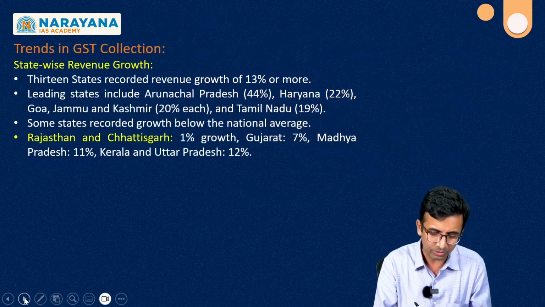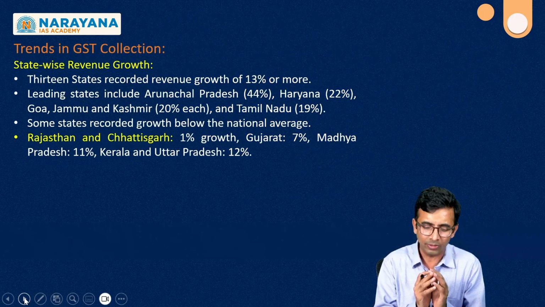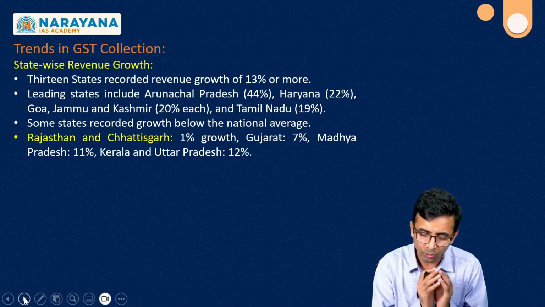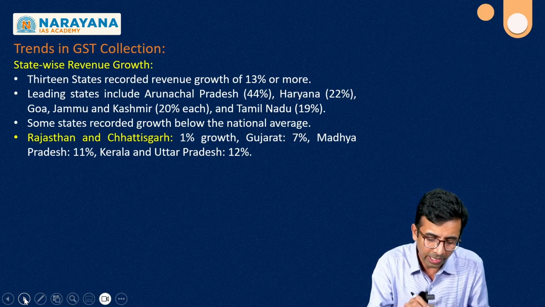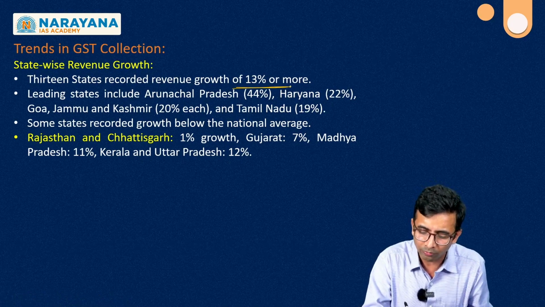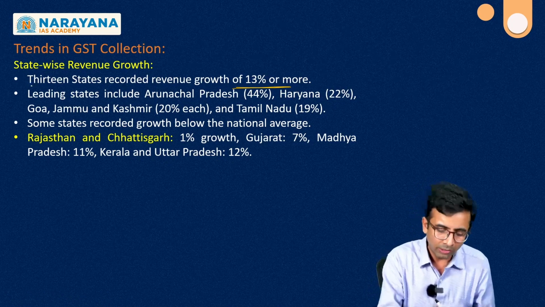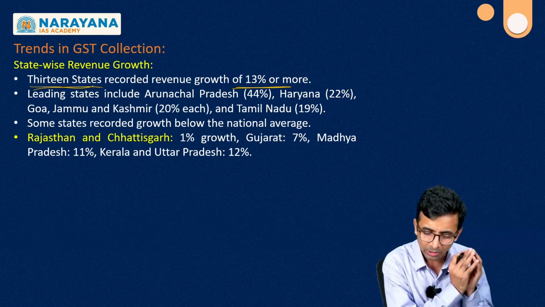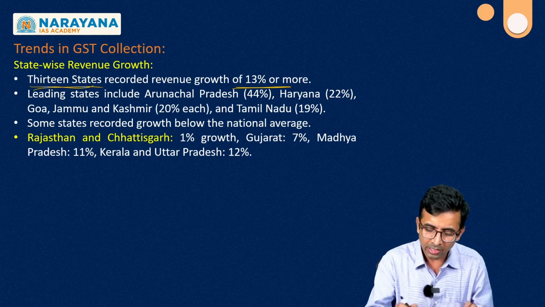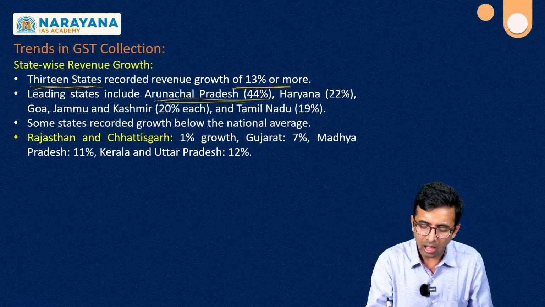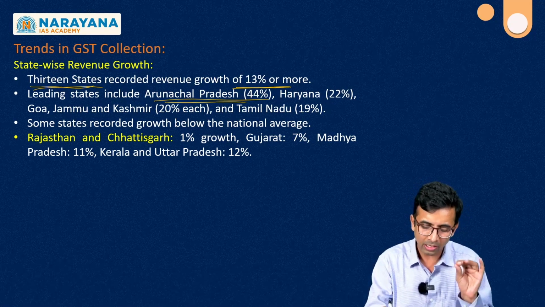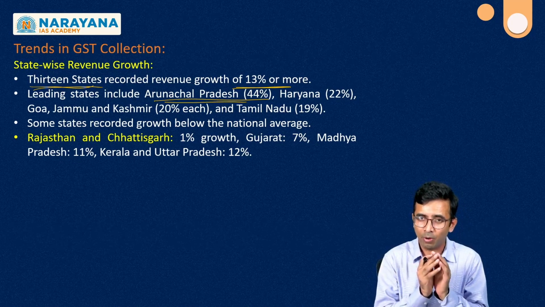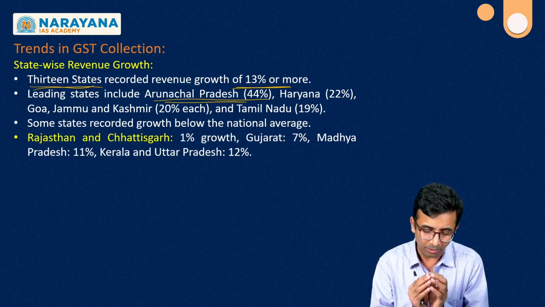Having seen the key features, we'll move to the trends which are seen with respect to this revenue growth, particularly the state-wise growth trends. As you see, there are states which have recorded a growth of 13% or more. These 13 states have been performing well with regard to GST revenue collections consistently. Second, the leading states, as you see, are Arunachal Pradesh, Haryana, Goa, Jammu and Kashmir and Tamil Nadu. This order seems to be important from the examination point of view. Please keep that in mind.